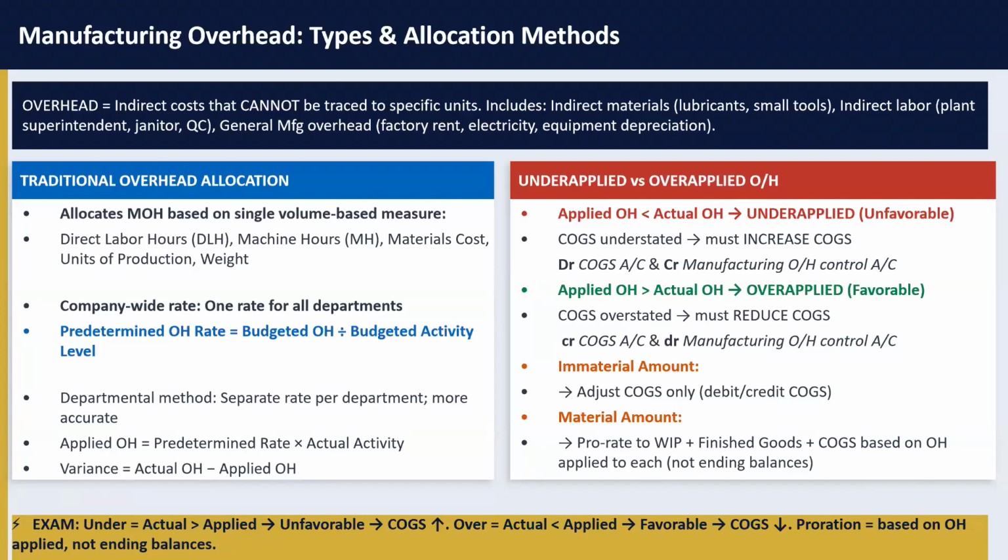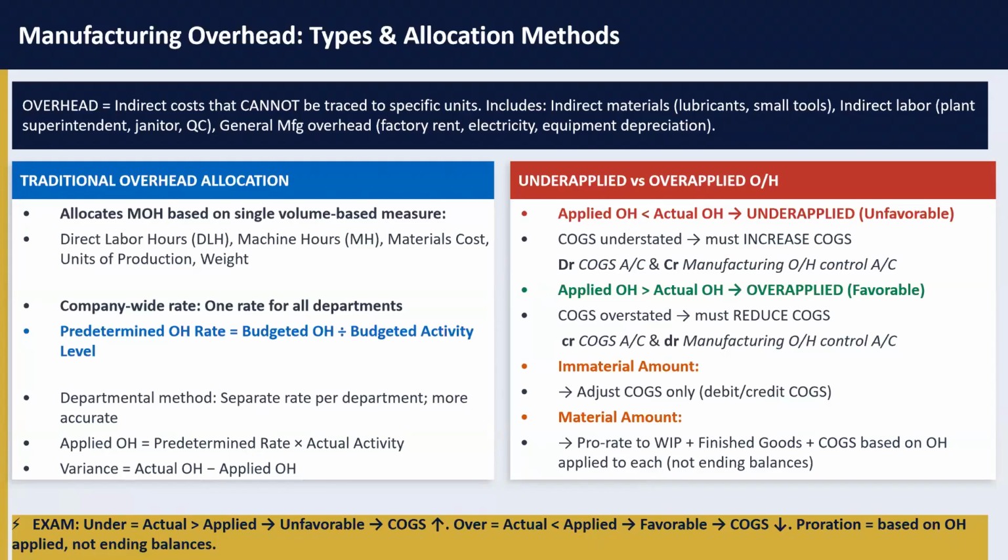So if it is a material amount and you prorate, there will be no final changes in your balance sheet or in your financial statements. Balances will be the same, but you're taking amounts and just interchanging them. That is all that happens when you prorate. But if you adjust entirely into COGS, it will directly impact your income.